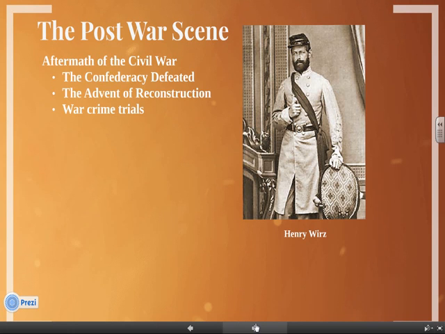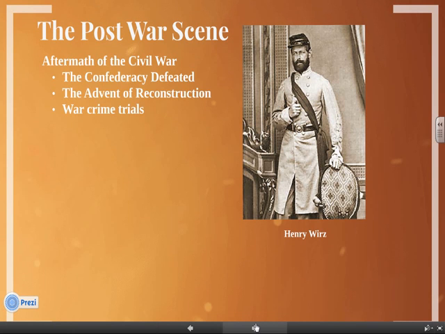One of the first most pressing issues is what to do with the captured Confederate leaders. When Jefferson Davis, the president of the Confederacy, is captured in late April in Georgia, he is brought back in chains to Washington, D.C. Many people wanted to hang him for his crimes against the North. Eventually, he would get out on bail, and he would never be brought to trial.